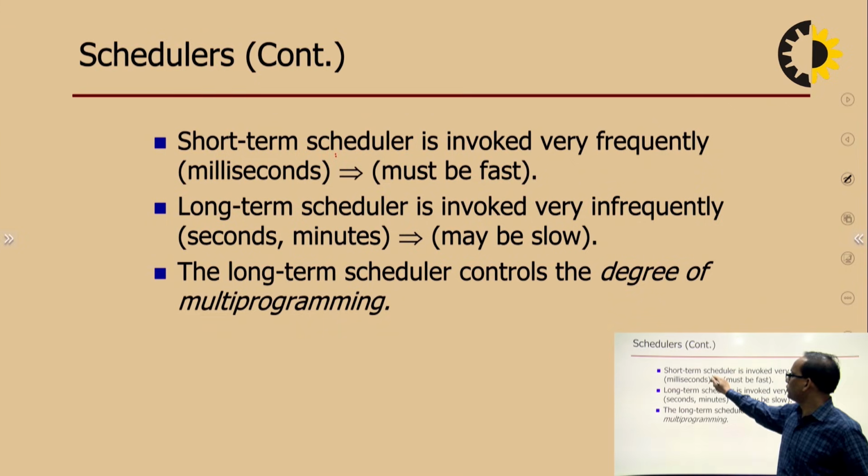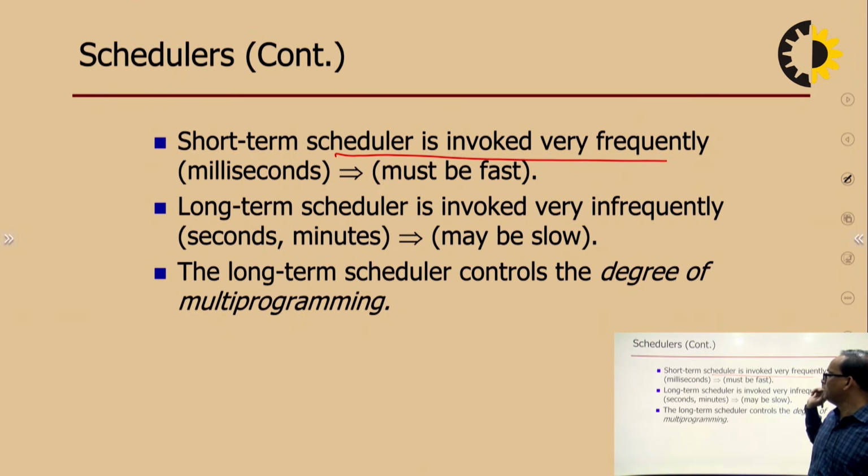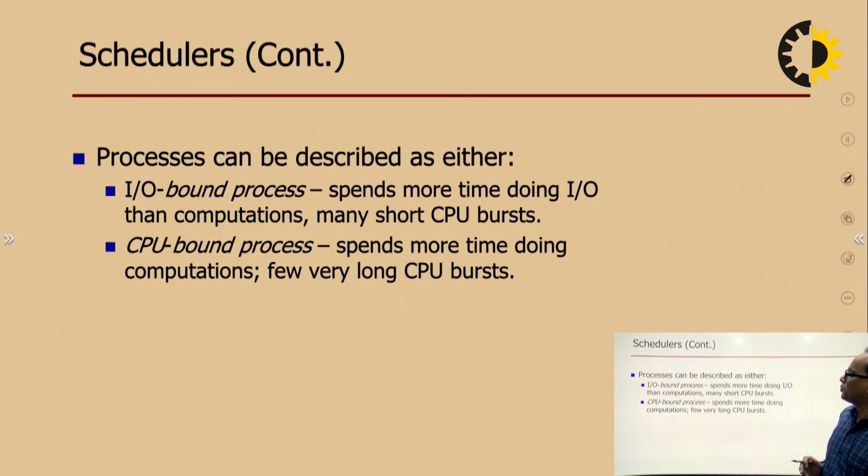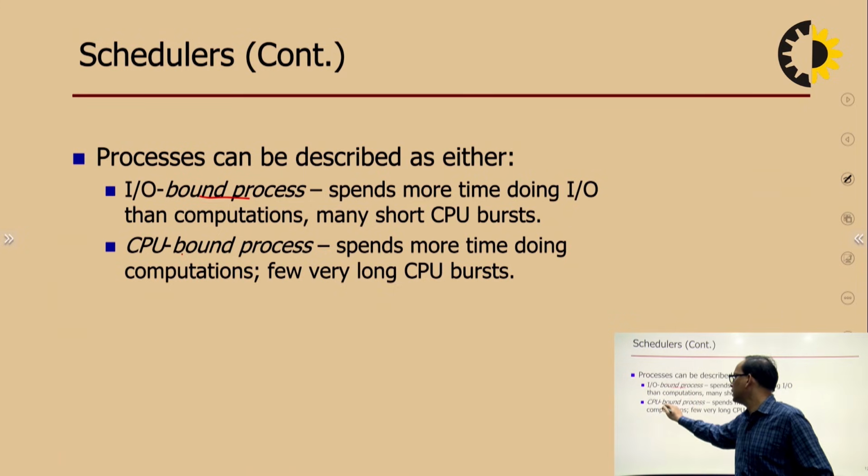Okay. So the short-term scheduler is invoked very frequently. The long-term scheduler is invoked very infrequently, and it controls the degree of multiprogramming. As I already told, how many processes will be loaded into main memory depends on the working of the long-term scheduler. During the life cycle, in the context of being bound, a process may be input output bound and it may be CPU bound.